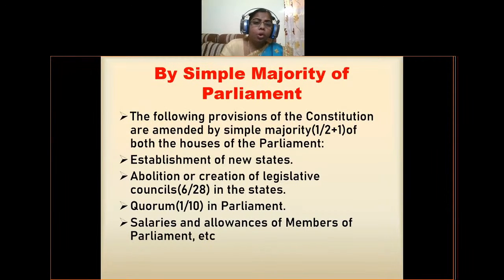And next, coming to quorum in the parliament. So quorum means 1/10 of the parliament houses. Okay, so the minimum attendance is 1/10. So this figure can also be changed by a simple majority of parliament houses.